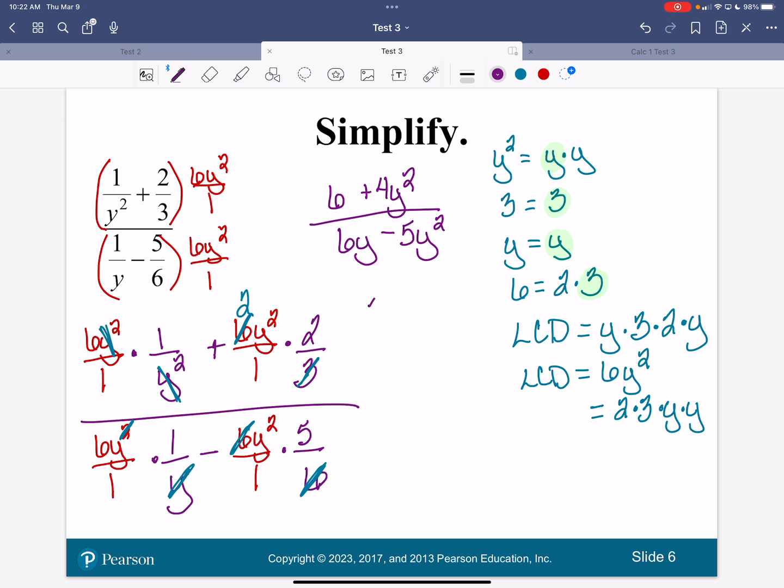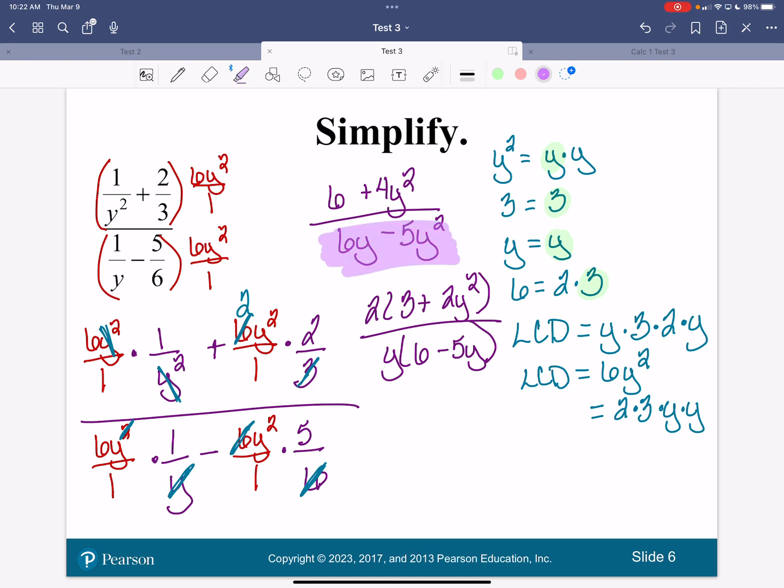If you wrote 2 times 3 plus 2y squared, or y times 6 minus 5y, that's okay as well. But this right here is what's considered your final answer. These take practice. These take practice and lots of practice. Okay?